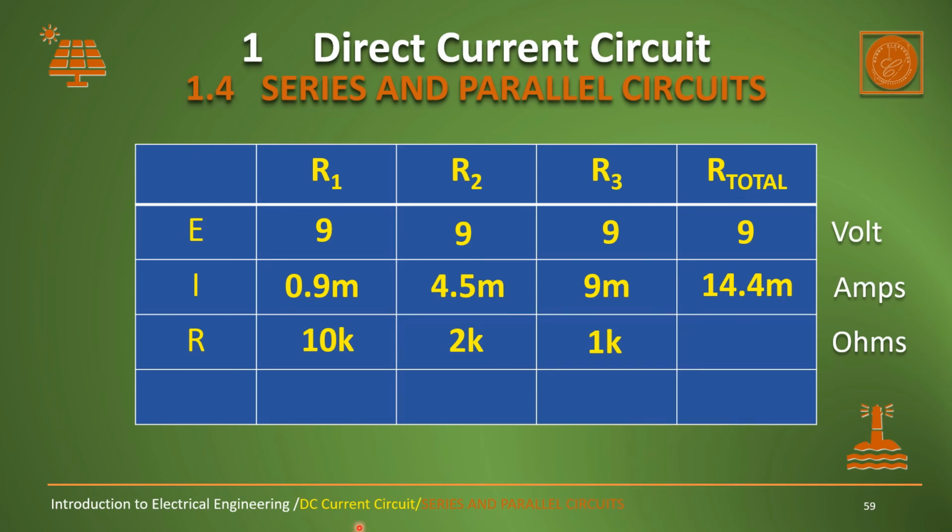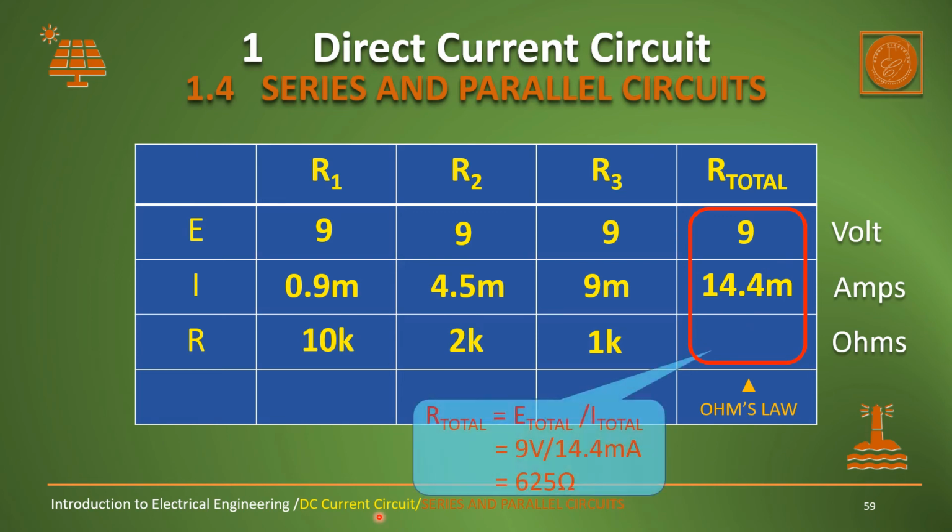So now, since we get the total current as 14.4 milliamp, and look at this circuit. In this circuit, we already get the voltage drop for 9 volt, and the total current is 14.4 milliamp. So we can get the certain quantity through Ohm's law. So we can apply Ohm's law in this circuit and do the calculation.